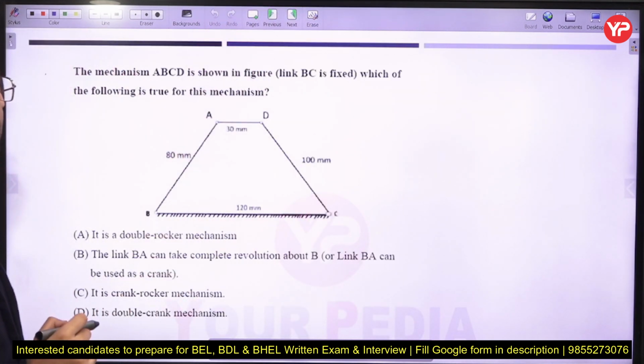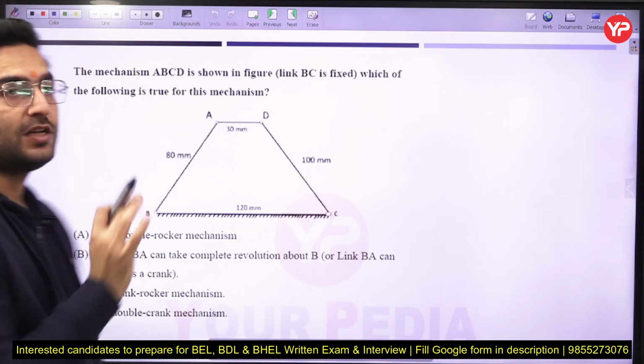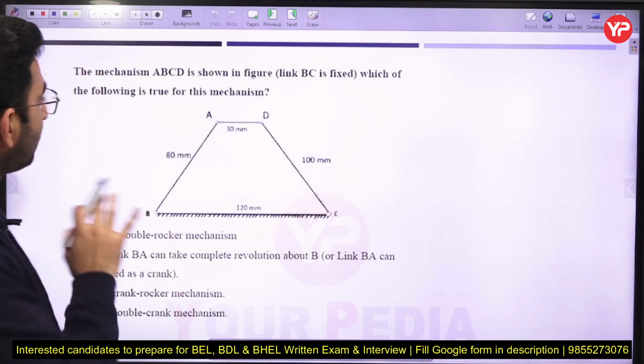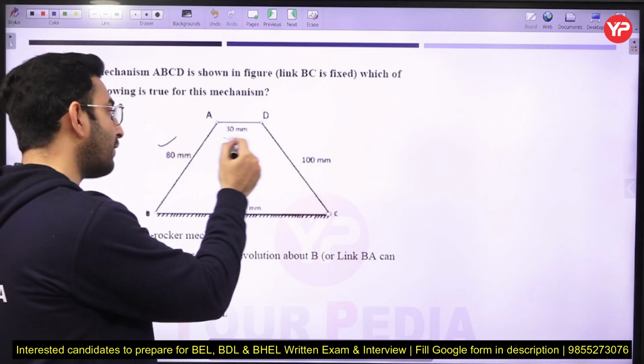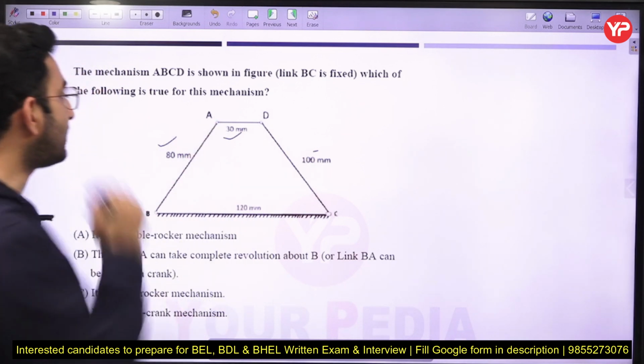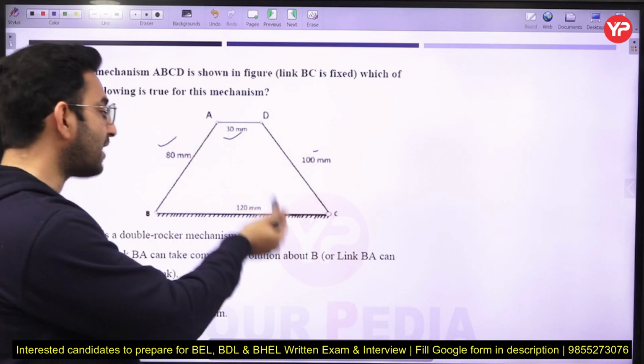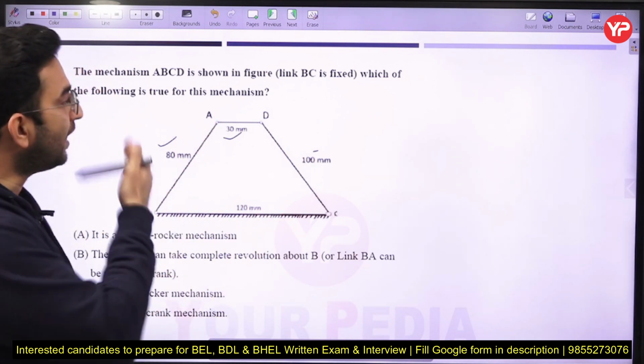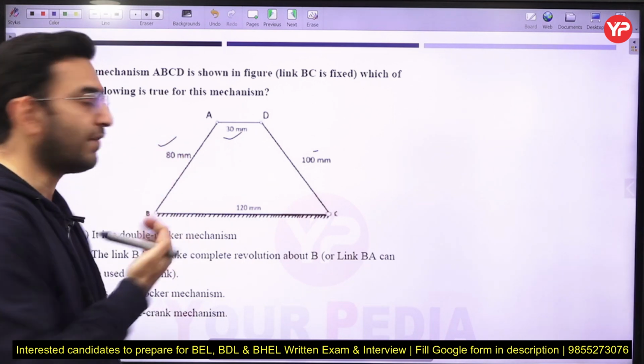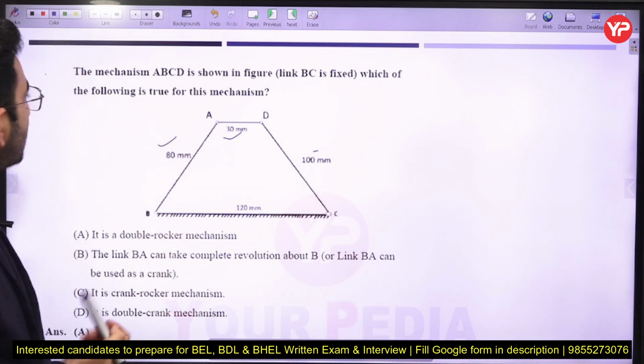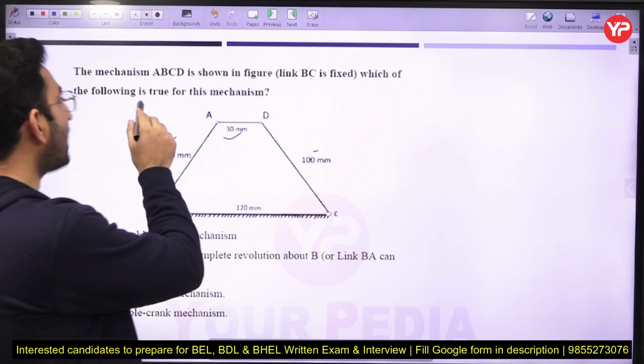In this question, the mechanism ABCD is given to you, and the corresponding link lengths are also given. Here you can see AB has a length of 80 millimeter, BC has a length of 120 millimeter, AD has a length of 30, and CD has a length of 100 millimeter. So what do you want to find out? You have to mark the true statement.